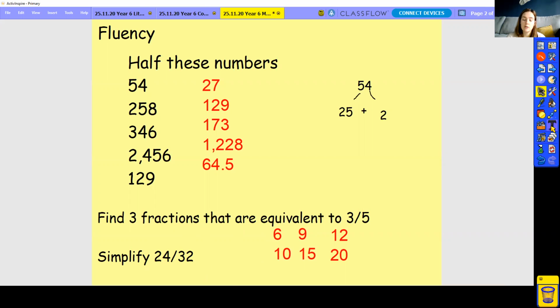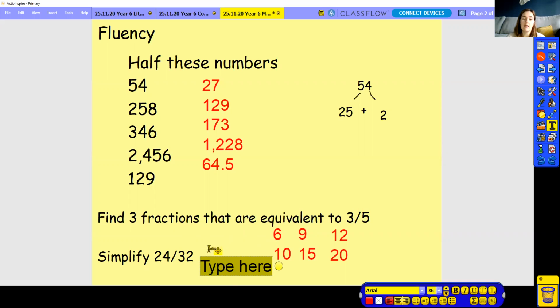Simplify 24 over 32. You should recognize that you can divide both those numbers by 8. 24 divided by 8 would give me 3. 32 divided by 8 would give me 4, so it's 3/4.